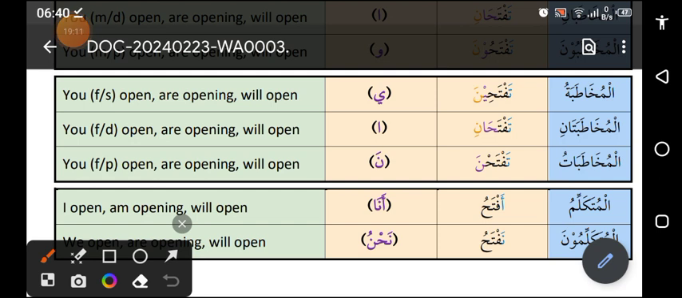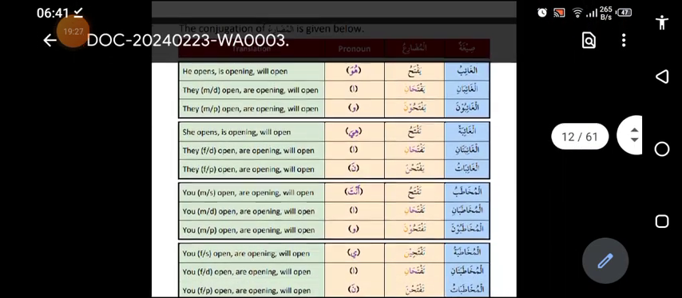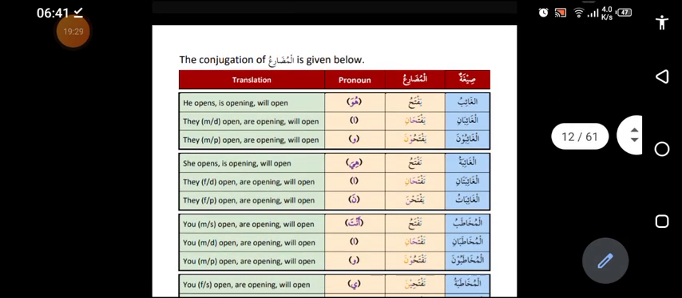So ana aftahu and nahnu naftahu. Ana aftahu, I open, and then nahnu naftahu, we open. So let's have a look again on the entire 14 sigas.